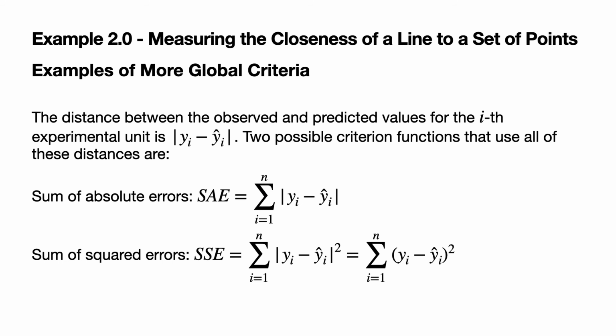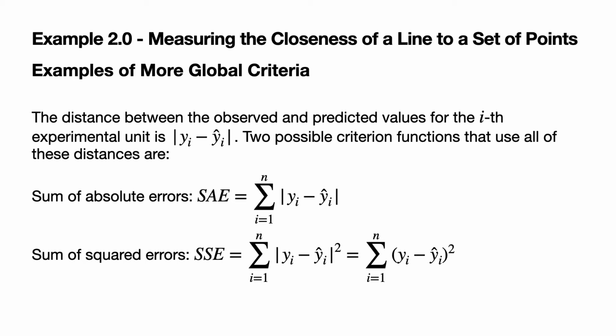Now, there are two possible criterion functions that use all of these distances. The first is the sum of the absolute errors. So it's the sum of those absolute values, and we're going to call that SAE, the sum of the absolute errors. And so that is just the sum of these distances, the sum, i going from 1 to n, of the absolute value of the difference between the observed value of y sub i, and the predicted value of y hat sub i.